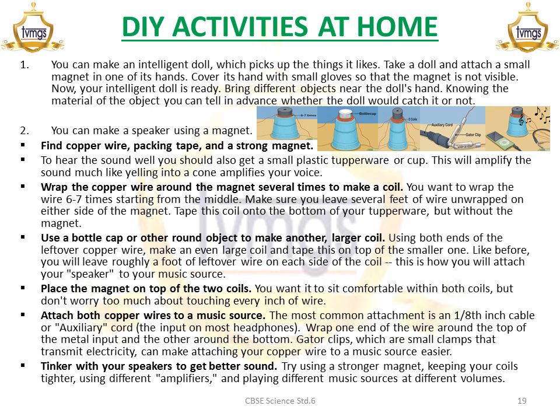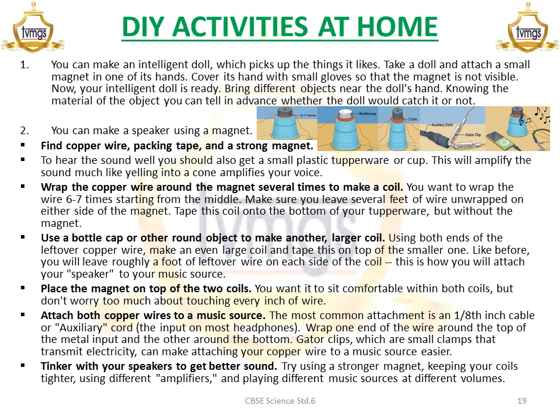Now, wrap the copper wire around the magnet several times to make a coil. Keep in mind that you want to wrap the wire 6 to 7 times starting from the middle, so that you leave several feet of wire unwrapped on either side of the magnet. Tape this coil to the bottom of your Tupperware, but without the magnet.